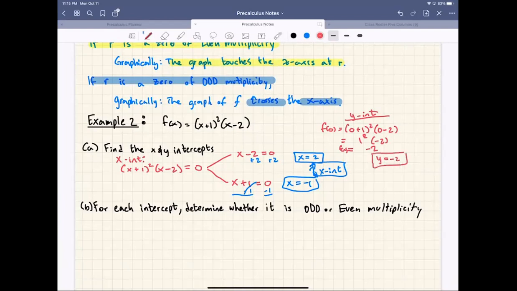Next up, it says for each intercept, determine whether it is odd or even multiplicity. For x equals -1, that has a multiplicity of 2. And for x equals 2, that has a multiplicity of 1, because there's an invisible 1 right here. And that's about it.